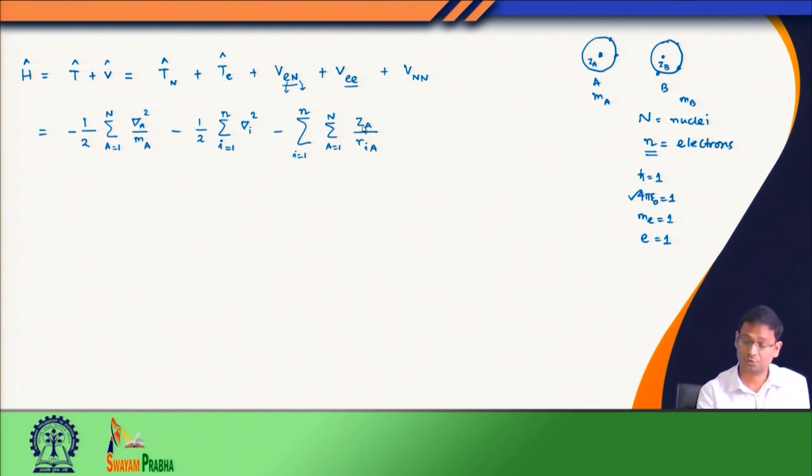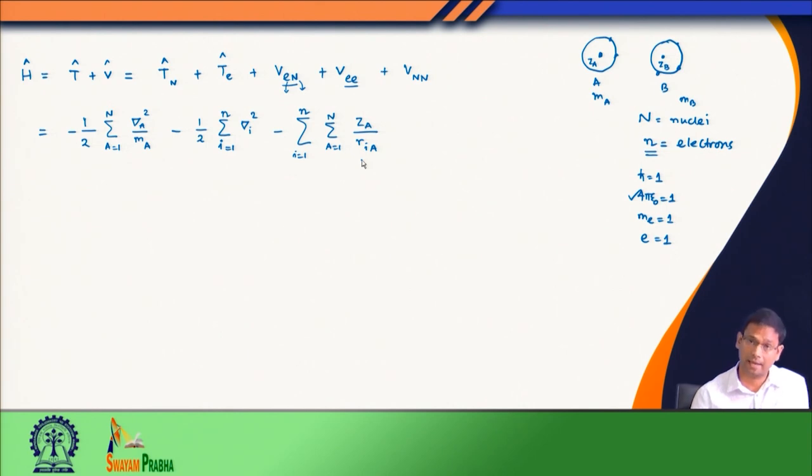So, this should have Z into e square divided by 4 pi epsilon 0 R. So, e square and 4 pi epsilon 0 are 1, so I have removed them. Now, what I see is Z_A, which is in this sum, because for each value of A, I will have a nuclear charge which will keep on changing. And now, I have R_iA, which defines the distance between an electron i and a nucleus A.